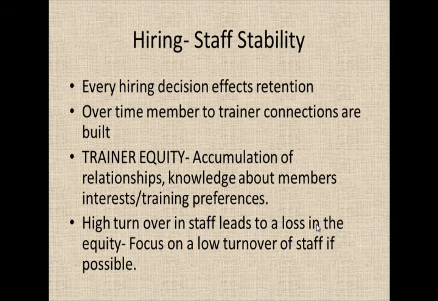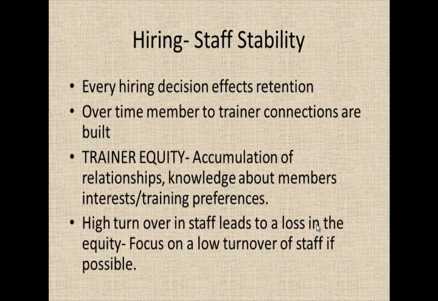The next strategy or tactic is hiring. This is often overlooked, and it's very important to have a stable staffing base. We know that every hiring decision affects retention because over time, members and trainers build a relationship, and we call this trainer equity. This is the accumulation of relationships, knowledge about the members, their interests, their training preferences, etc. If you have a high turnover of staff, and your staff are always leaving, it's very hard to build this trainer equity, and it's always lost.